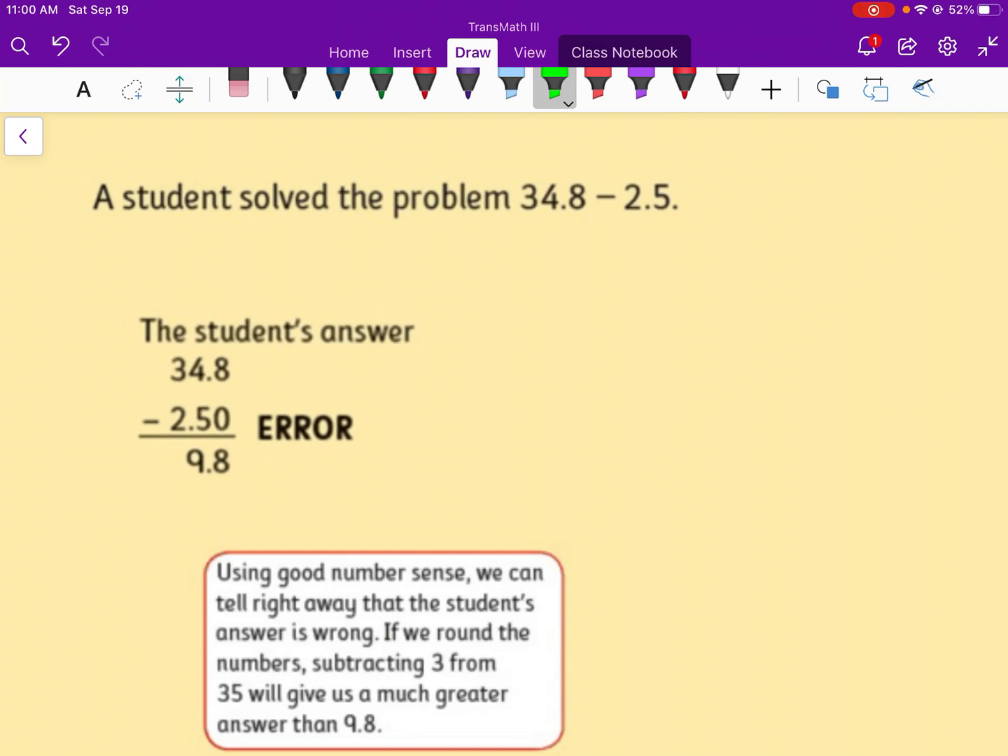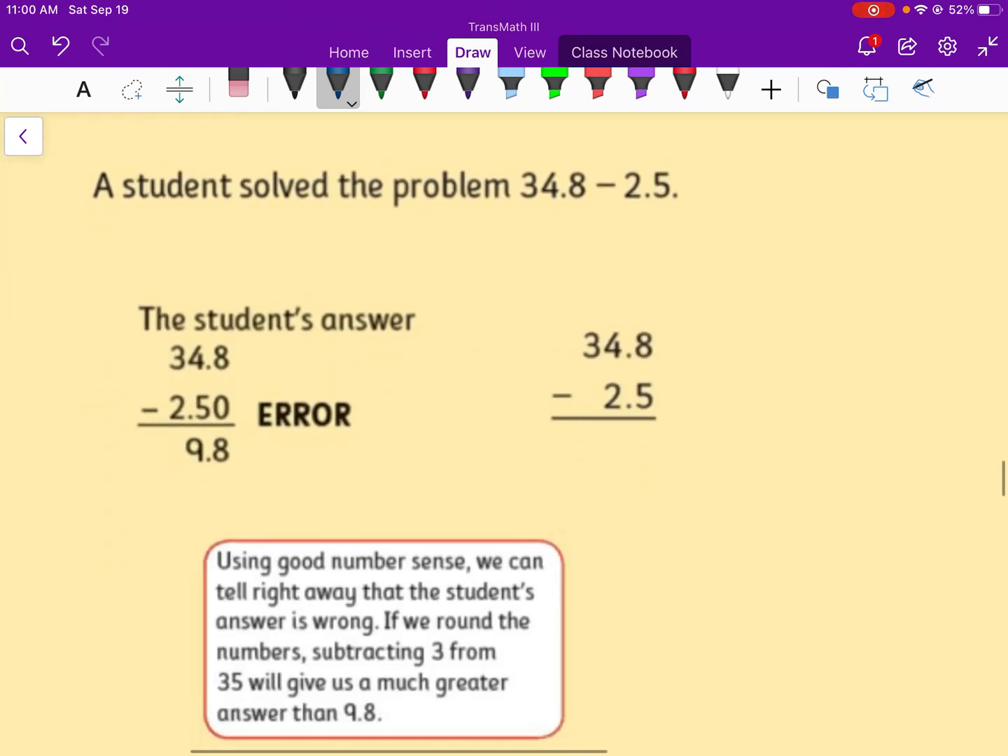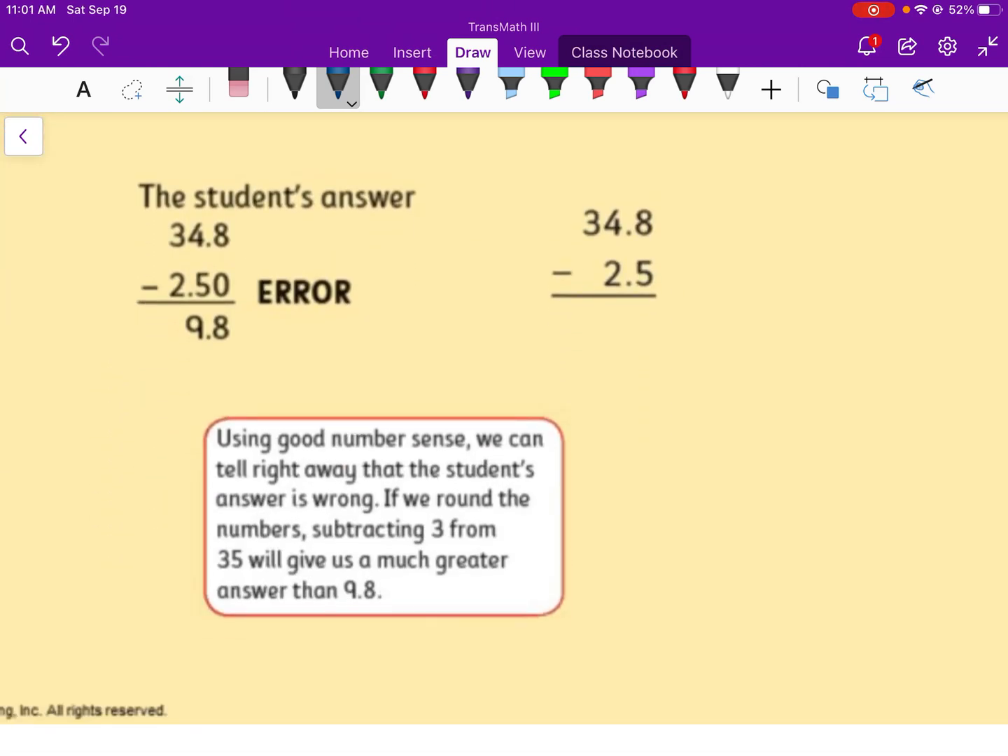Okay, 34.8 rounding to the nearest whole number. That 8 would tell us 35. Oh, that would tell us 3. So 35 minus 3, 32. Sorry. Okay, so we should get something around 32, and 9.8 is nowhere near that. So just doing a quick check at the end will always help.